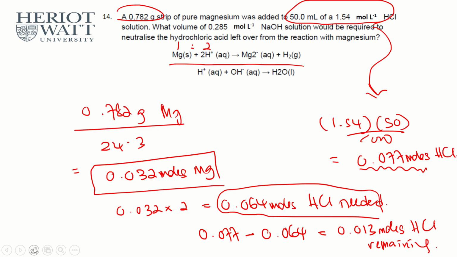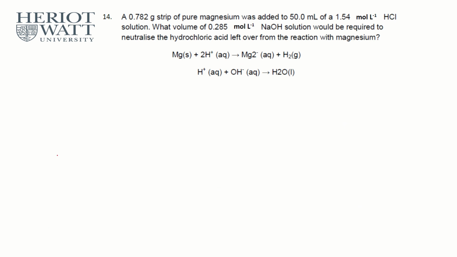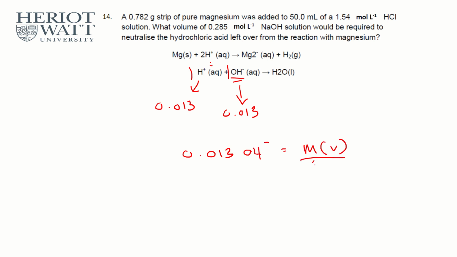Insufficient space again. I'm going to erase all. So we have 0.013 moles of HCl. Okay. Let's look at this equation. If I have 0.013 moles of H plus, which is the acid remaining, how many mole of OH needed? 1 to 1 ratio. So which means I need 0.013 as well. Make sense? So if I need 0.013 mole of OH minus equals MV over 1000, M is 0.285. This is what they give.